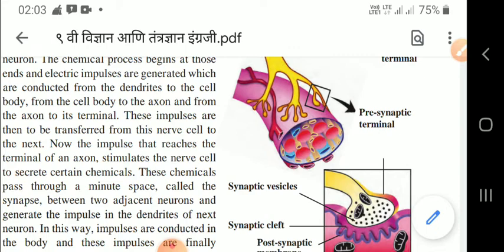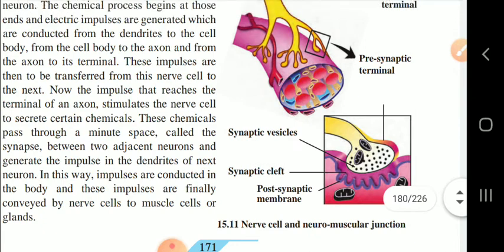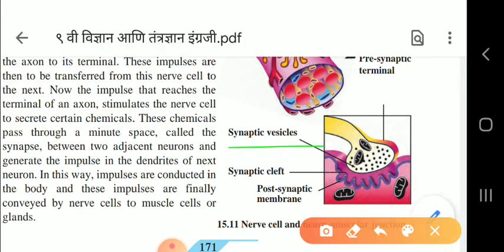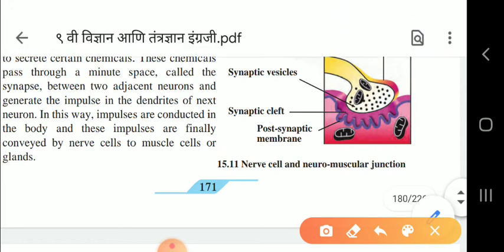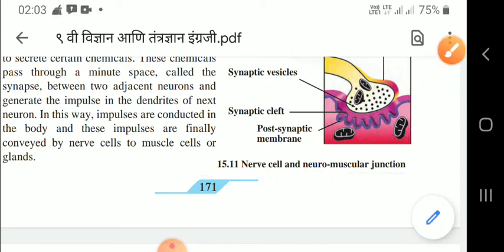So this structure you might have understood, I think, children. This also you can see, the post. Here you can see synaptic vesicles are there. These are synaptic vesicles, this is the synaptic cleft, and this is the postsynaptic membrane. This membrane is called the postsynaptic membrane. So this whole structure is about the nerve cells and neuromuscular junction. Learn it properly, because it will help you in 10th standard also.